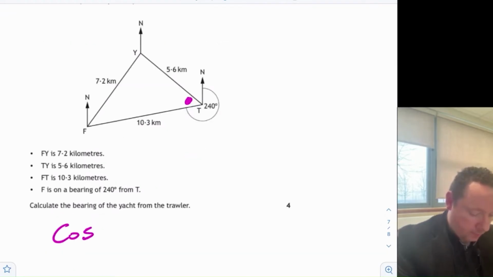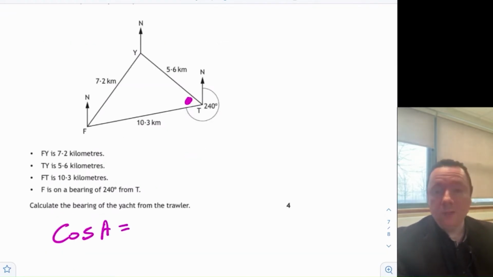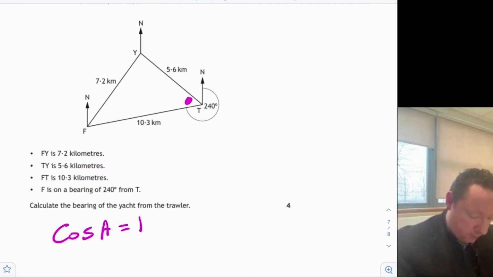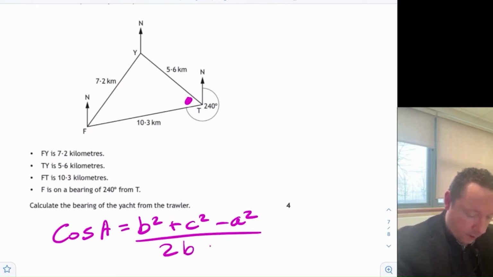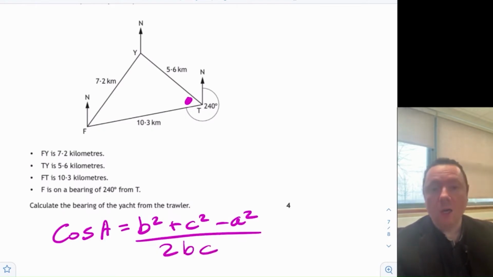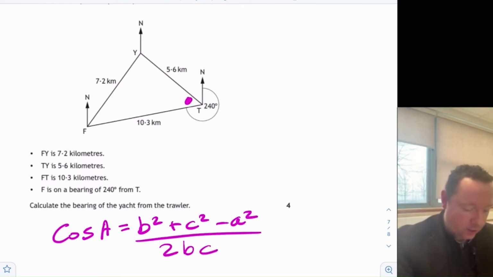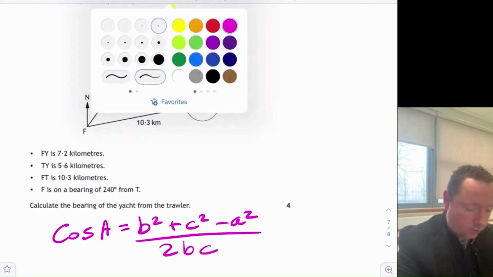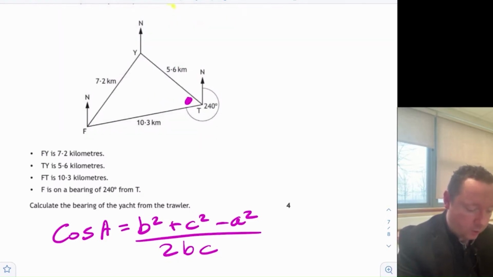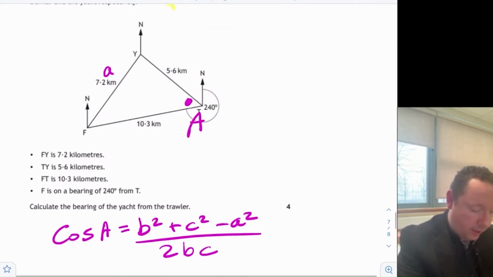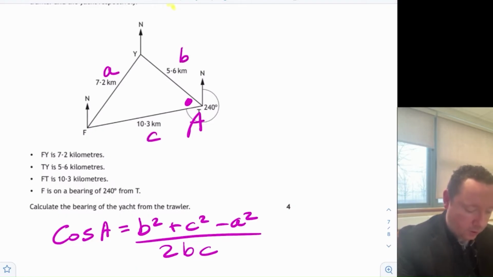cos A is equal to b squared plus c squared minus a squared over 2bc. Quite often you'll probably just want to mark your angle as angle A so that you can substitute properly, or I always remember that the one I'm taking away is opposite the angle and the other two are the ones that are adding. But let's just mark it A. So for clarity, if I call that A, that is little a, and then the other two are going to be b and c, our sides.